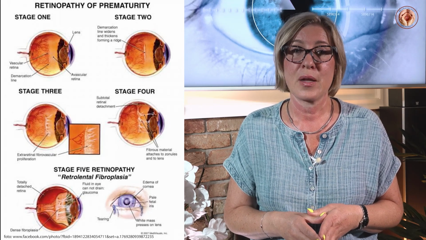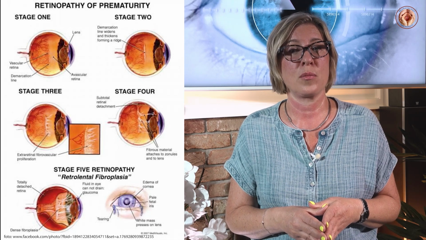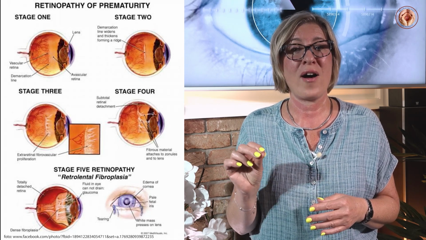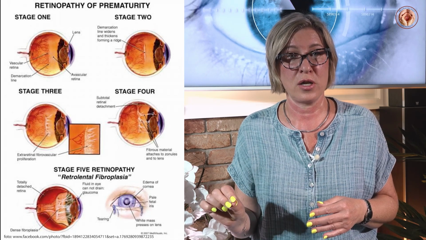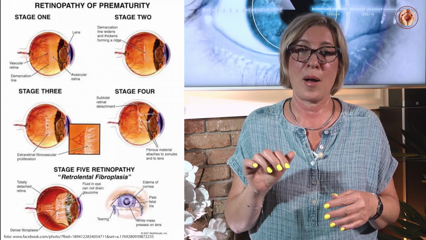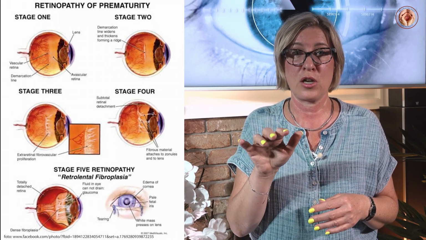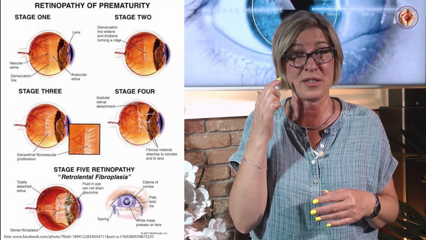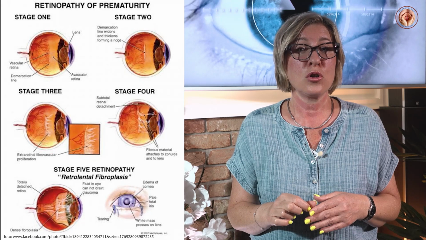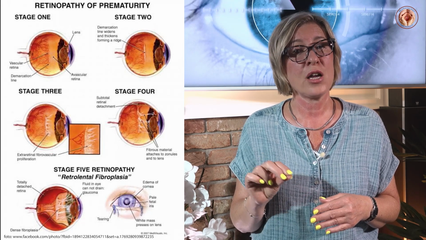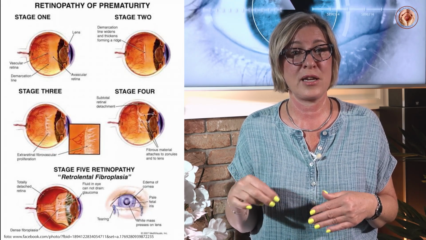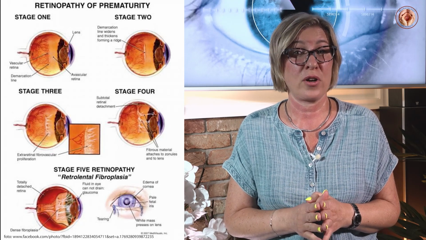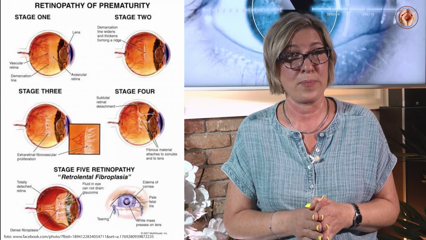Stage 3, this is severely abnormal blood vessel growth. There is extraretinal fibrovascular proliferation. Blood vessels grow abnormally from the ridge into the vitreous. Vitreous is like a gel-like fluid that fills our eye. Prognosis of stage 3, there is a higher risk of progressing to more severe stages, and treatment is often necessary at this stage, stage 3.